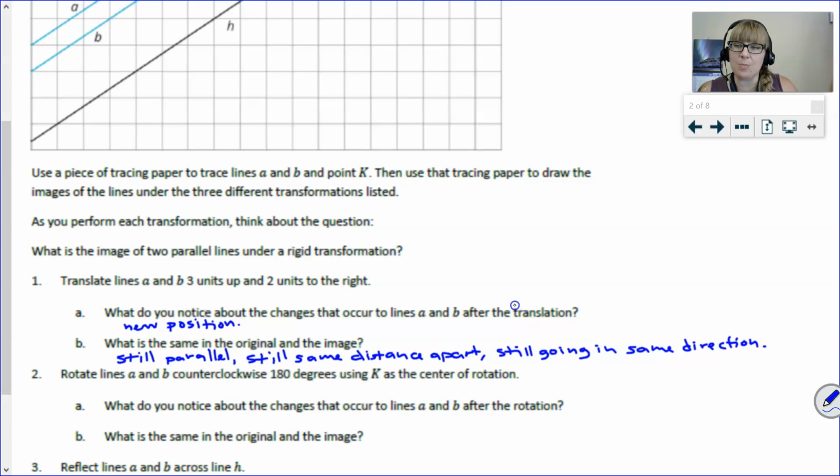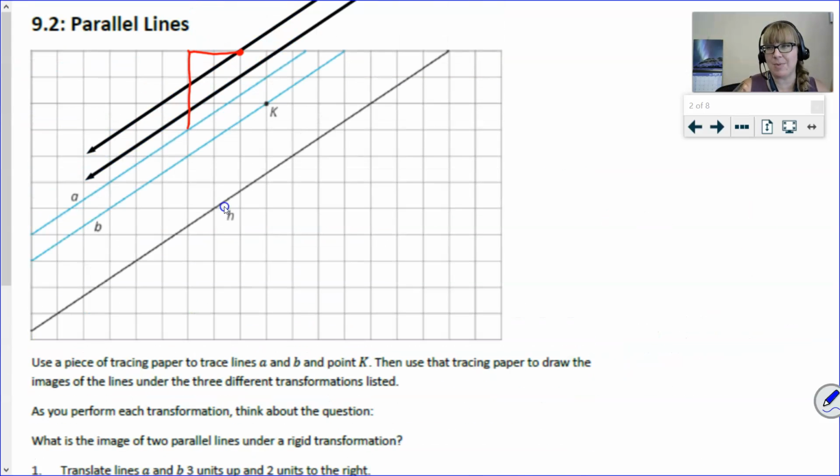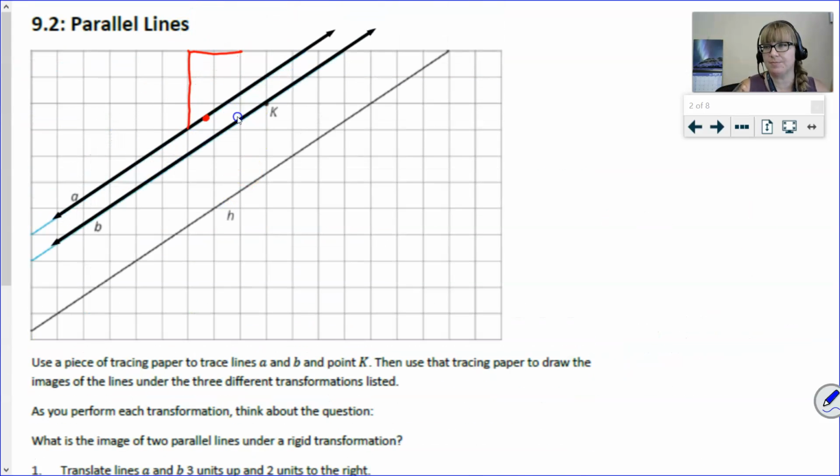And all of that is important to note because that also means that they are still parallel to the original lines. Now, what if I didn't translate it that same amount? I'm going to give you another example. What if it was here and I simply translate that?